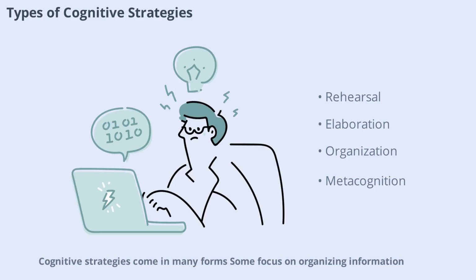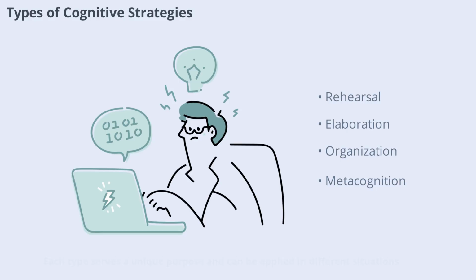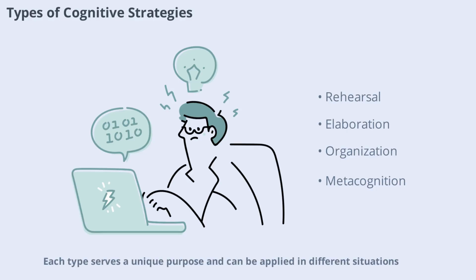Cognitive strategies come in many forms. Some focus on organizing information, others on remembering it, and some on understanding complex ideas. Common types include rehearsal, elaboration, organization, and metacognition. Each type serves a unique purpose and can be applied in different situations. By recognizing the variety of cognitive strategies available, you can choose the ones that best fit your needs and goals.